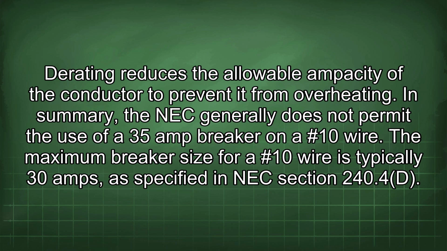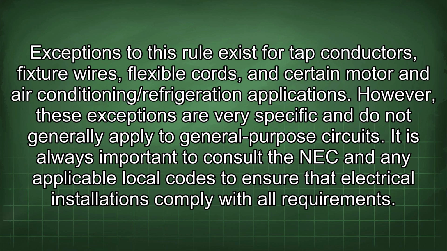In summary, the NEC generally does not permit the use of a 35 amp breaker on a #10 wire. The maximum breaker size for a #10 wire is typically 30 amps, as specified in NEC section 240.4(D). Exceptions to this rule exist for tap conductors, fixture wires, flexible cords, and certain motor and air conditioning/refrigeration applications. However, these exceptions are very specific and do not generally apply to general-purpose circuits.